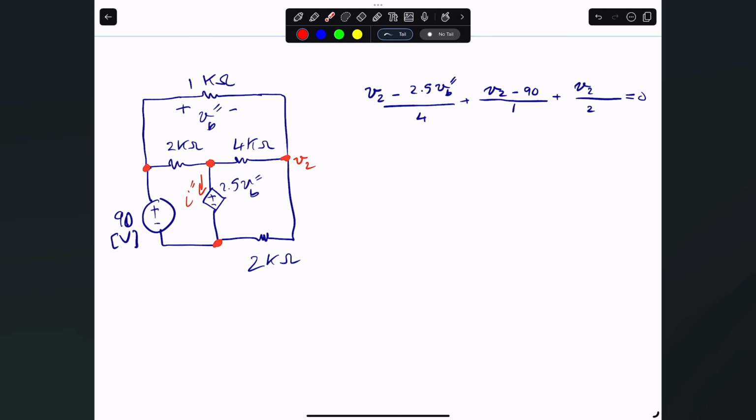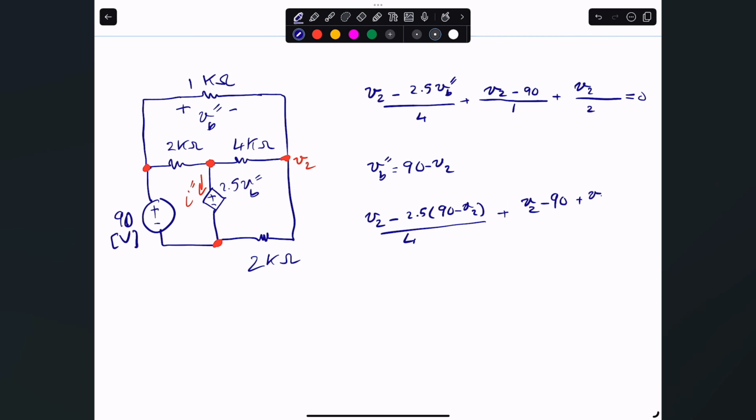All right, so now the VB prime prime is not a nodal voltage, so I need to rewrite it in terms of nodal voltages. If you take a look at the circuit, you'll know that VB prime prime is just simply 90 minus V2. It's not exactly negative V2 because this now is 90 volts above the reference. So all I have to do is substitute that in here. That will give V2 minus 2.5 times (90 minus V2), divided by 4, plus V2 minus 90 plus V2 divided by 2 equals 0, and that will give me the value of V2.